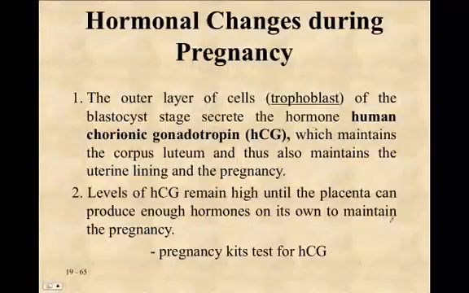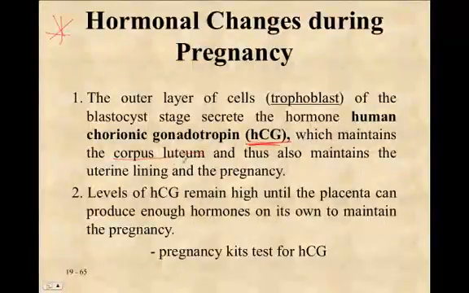So hormonal changes that are going to occur during pregnancy, I do want you to know this. The outer layer of cells of that blastocyst stage are going to secrete a hormone called human chorionic gonadotropin, and that's HCG. And that's actually what your pregnancy tests are testing for. They're testing for levels of HCG. And that HCG is what's secreted that is going to maintain the corpus luteum.